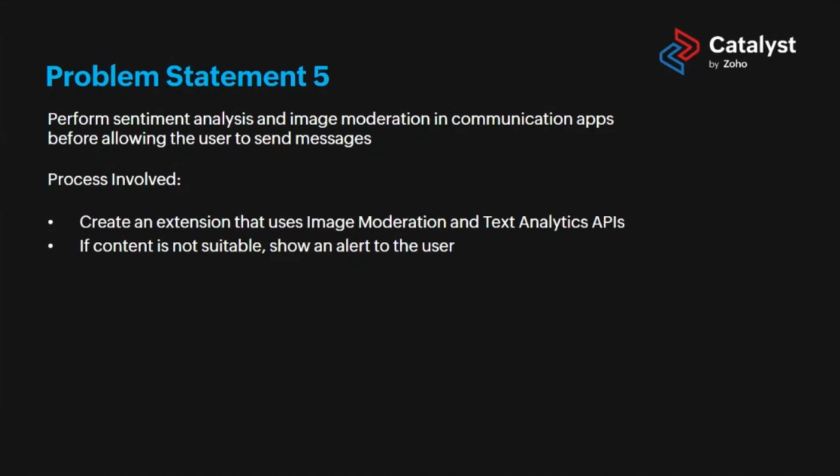So this is something that's possible using our Catalyst text sentiment analysis API along with the image moderation API that's available. So if the content is not suitable, then we show them an alert. If the user still wishes to send it, they can send it. But sometimes people reconsider when we show them such alerts, to rephrase what they've written. These are 5 examples of use cases and how we would implement them. We would love to understand how you would use Catalyst features to implement each of these use cases.